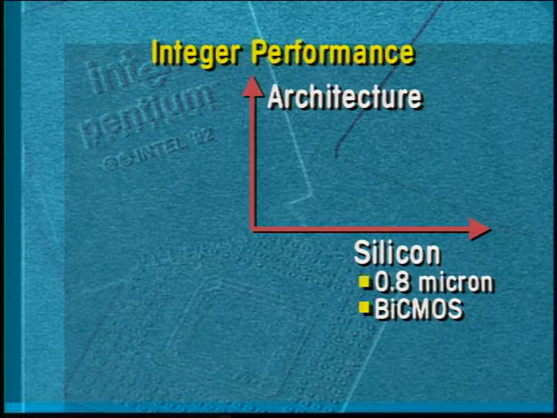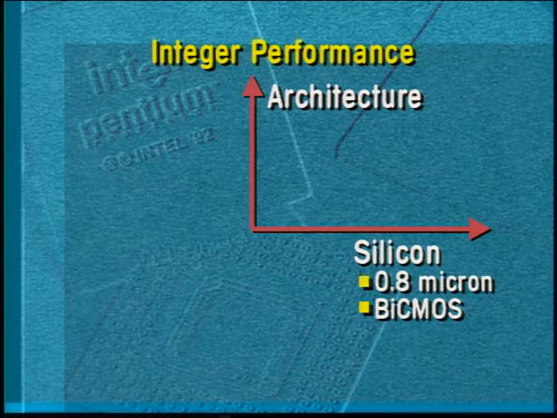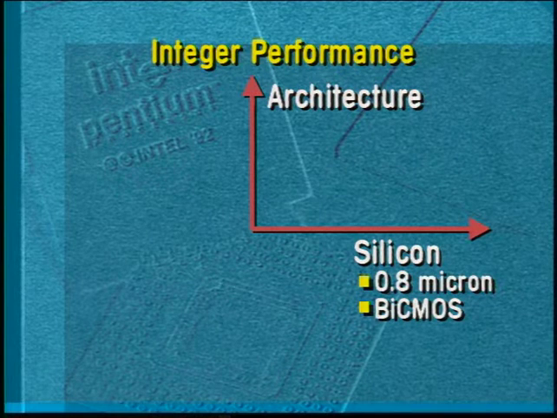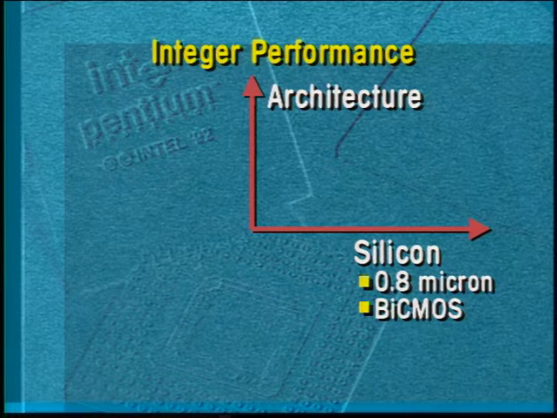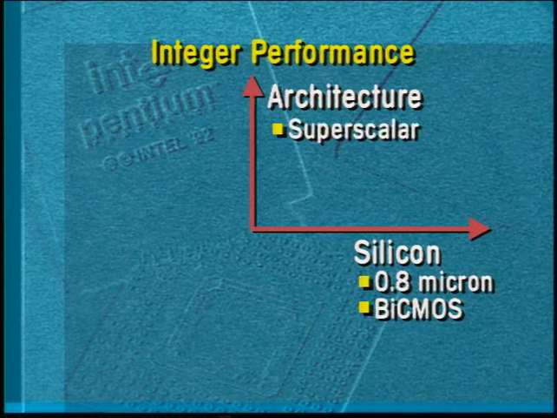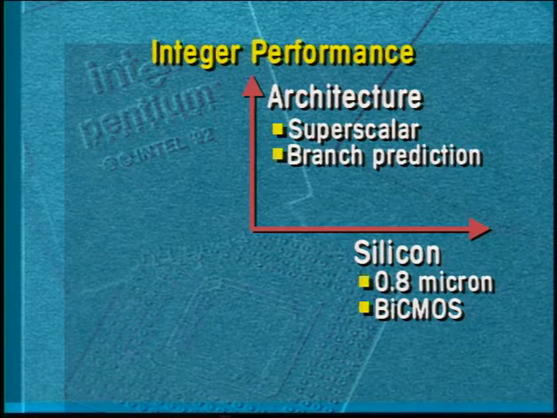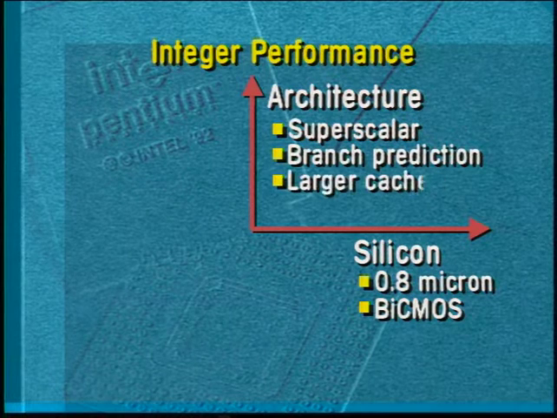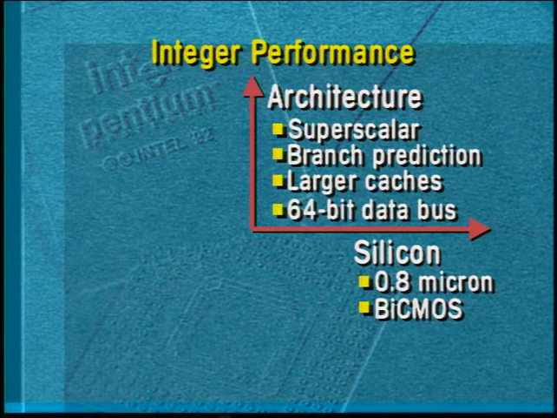A second dimension is in architecture technology in terms of structuring the computers to extract more parallelism by executing more and more instructions in parallel, using techniques such as superscalar execution, branch prediction, and some more straightforward aspects, such as just larger caches on board and wider buses.